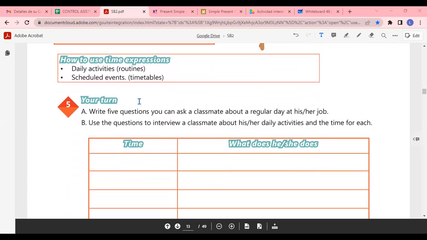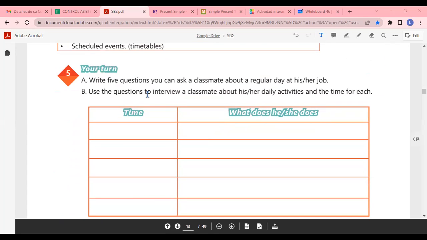What are we going to do? We are going to create 5 questions, it says here. We are going to create only 3, okay? Vamos a hacer 3 preguntas. And it says about the regular day at his or her job, okay? Así, lo vamos a hacer así, miren. Por ejemplo, what does she do? We are going to do, how often do you clean the shelves, okay? ¿Con qué frecuencia tú limpias los estantes? Let's say. Entonces él le va a decir, I always clean the shelf.